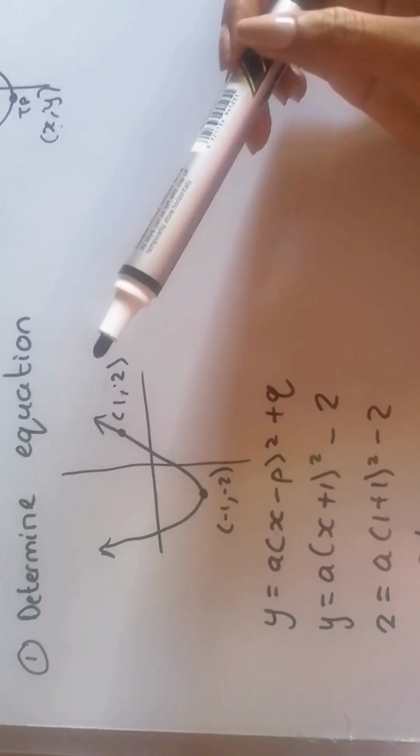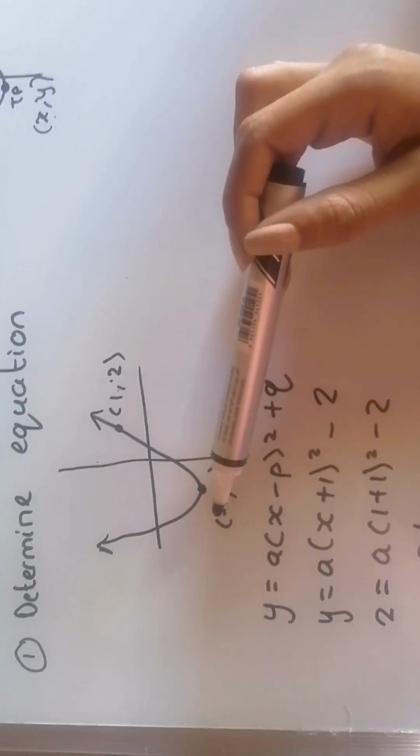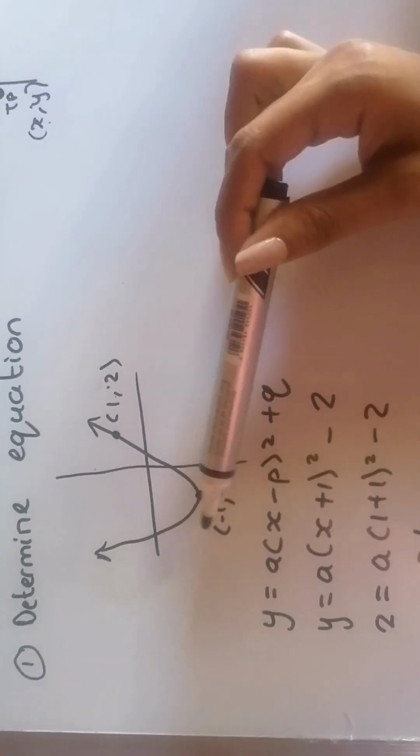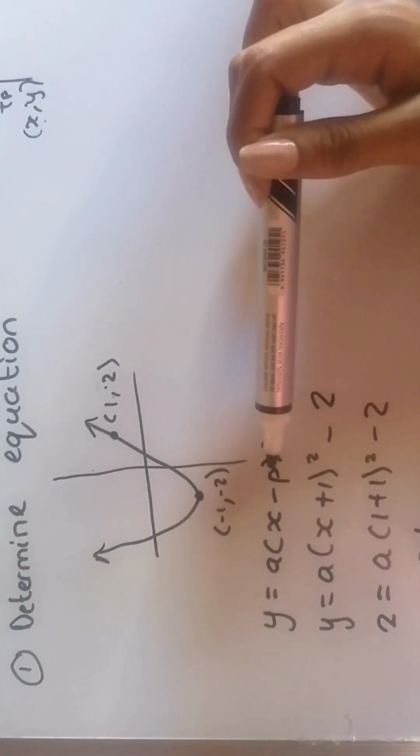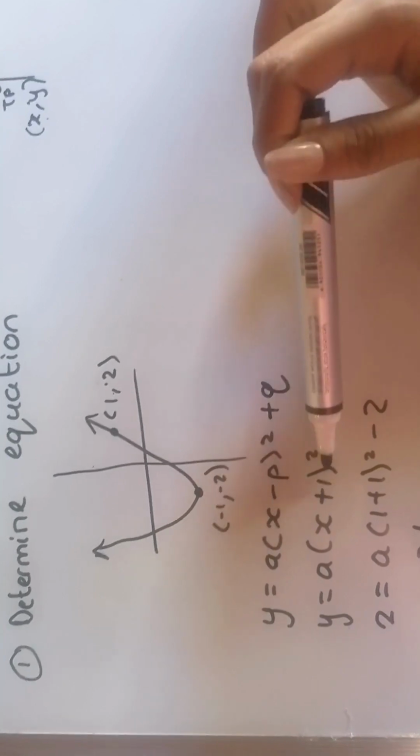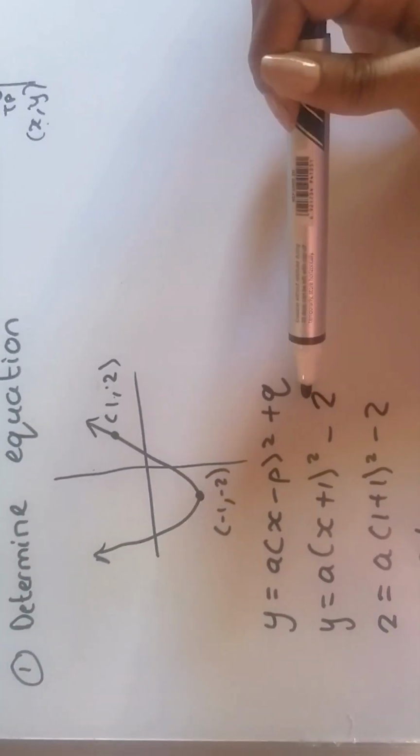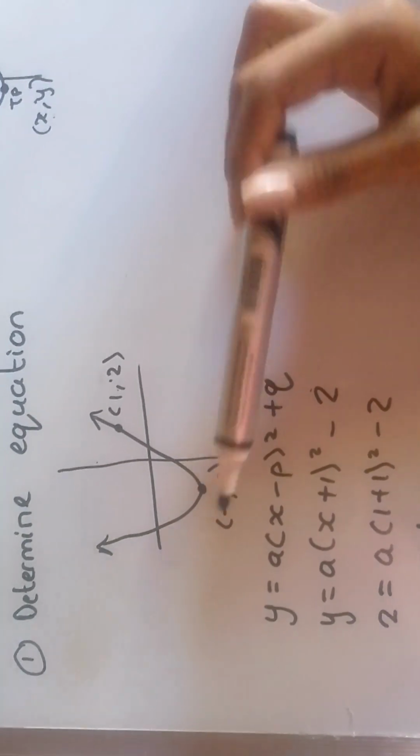Already p and q I know is the turning point, so I look at my turning point coordinates. Your x value should be your p and your y value should be your q. But remember, with the p, you have to flip the sign. So this is minus 1, so I'll put it as plus 1 in my p's place. Then my q is minus 2, so I'll put it as minus 2. The only one you're changing the sign of is your p value.